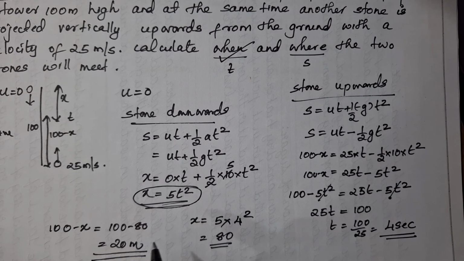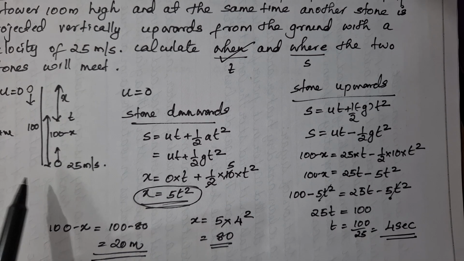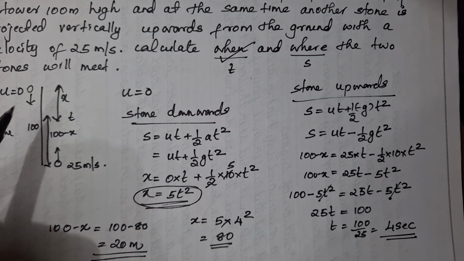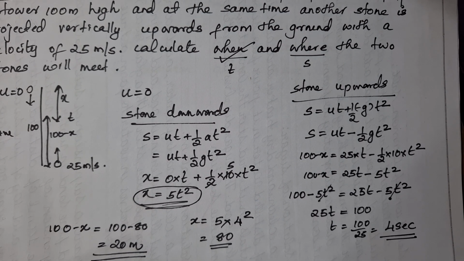So we can write that the stones will meet 20 meter above the ground. Or just in reverse, from the tower it will meet at a distance of 80 meter. Clear?